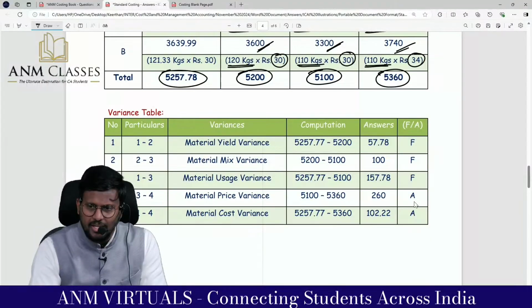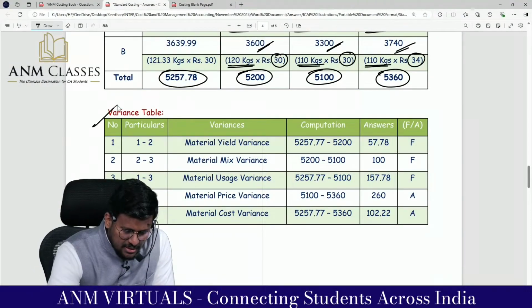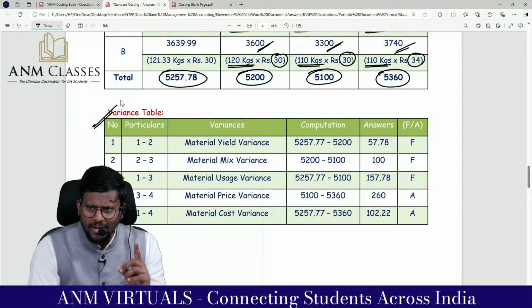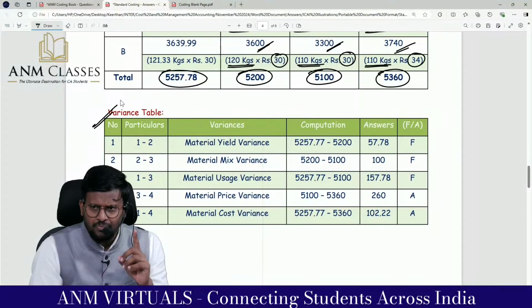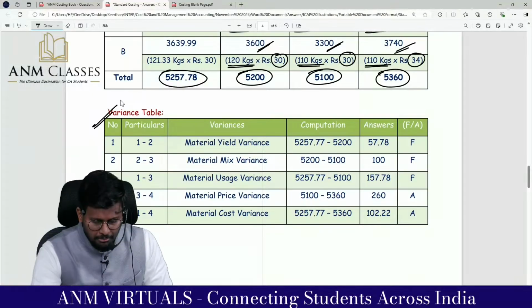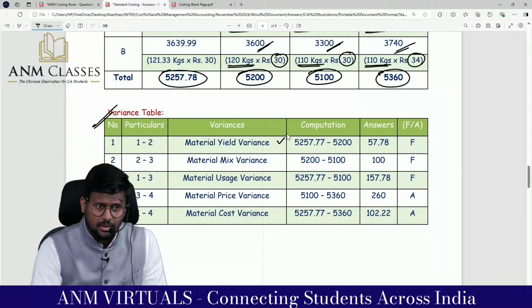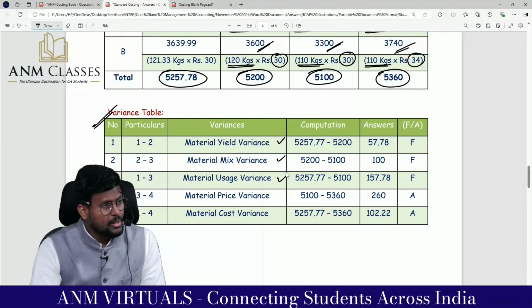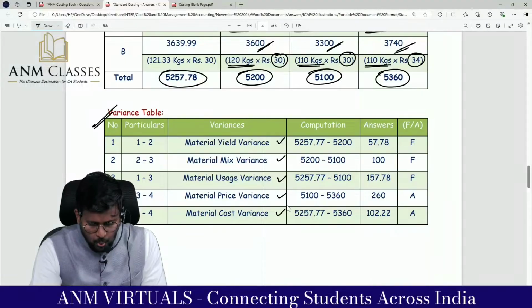Shall we prepare the variance table? Can you say the numbers? 1 minus 2, 2 minus 3, 1 minus 3, 3 minus 4, 1 minus 4. What is 1 minus 2? Material yield variance. 2 minus 3. 1 minus 3. 3 minus 4. 1 minus 4.